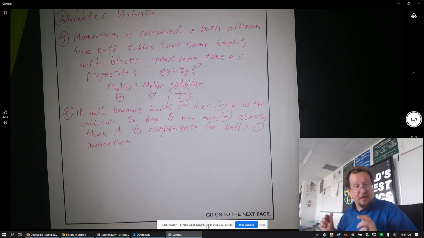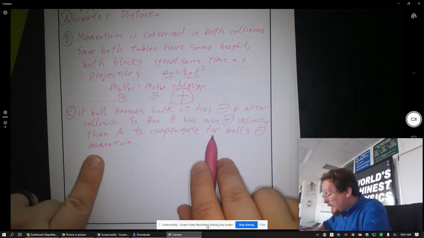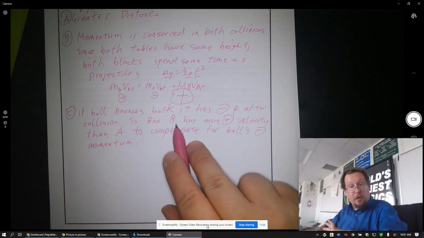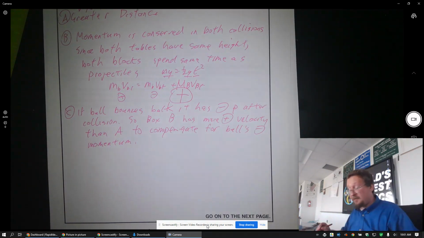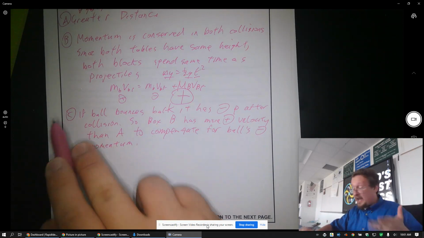C could also be compare and contrast. So like they both have the same momentum, that's compare, but B has more block velocity after. Contrast, say what's different, say what quantities are different and how. Compare, say what's the same.